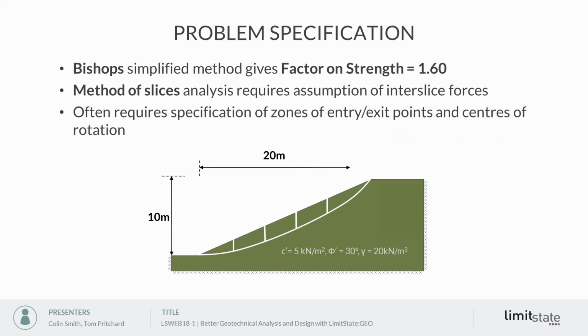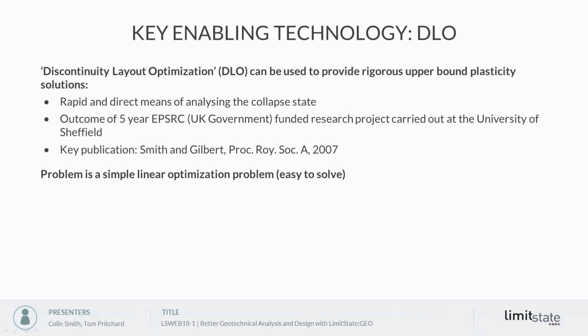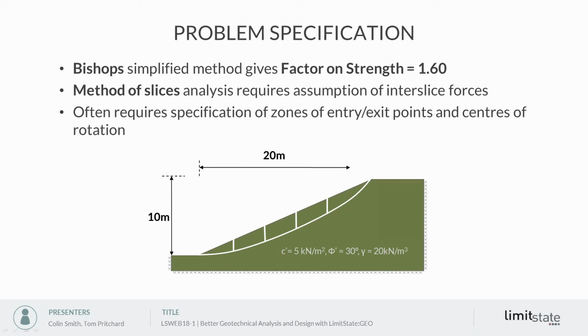If we're going to analyze that by the conventional method of slices, that type of analysis requires some kind of assumption of in-slice forces to be chosen, and often you've got to specify zones of entry, exit points, and centers of rotation. With the LimitState GEO software, you don't need any of that. It just finds a critical mechanism directly. Sorry, I just jumped ahead. We'll look at that in the software.